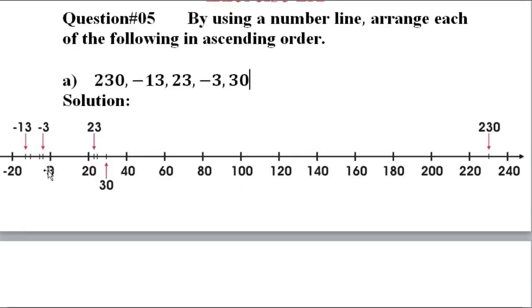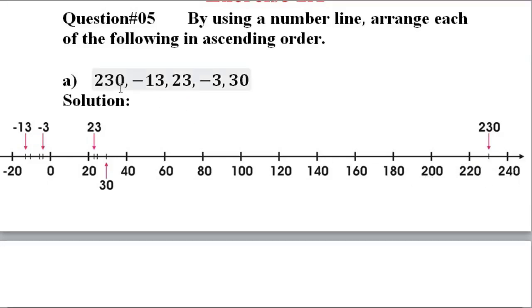Here is the number line with 0 in the center, positive integers on the right side and negative integers on the left side. Since we are arranging these numbers in ascending order, the smallest number, negative 13, lies on the extreme left side, while the largest number, positive 230, lies on the extreme right side of the number line. Our first number is positive 230, which falls between 220 and 240.